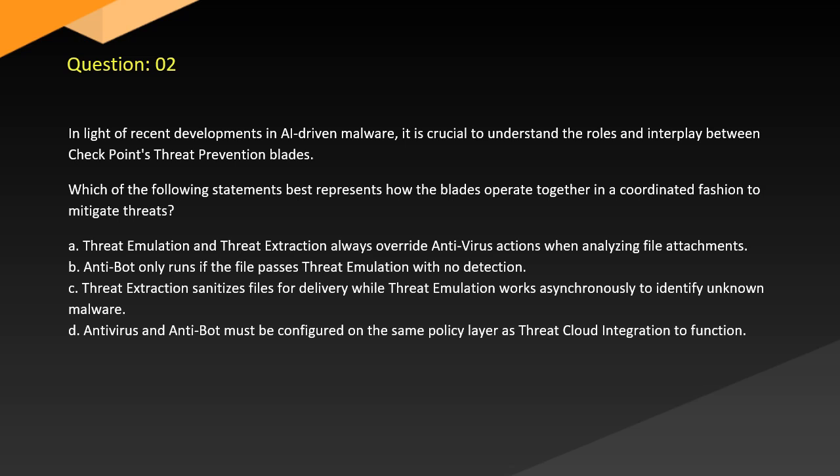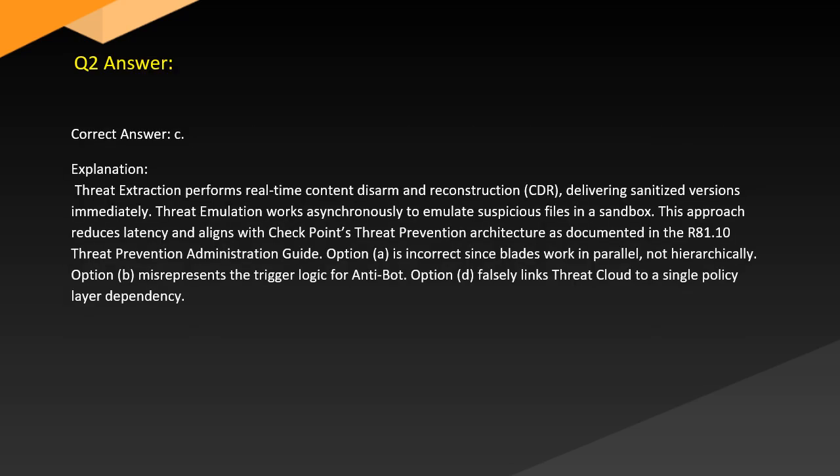B. Antibot only runs if the file passes threat emulation with no detection. C. Threat extraction sanitizes files for delivery, while threat emulation works asynchronously to identify unknown malware. D. Antivirus and antibot must be configured on the same policy layer as threat cloud integration to function. Answer. Correct answer: C. Explanation.